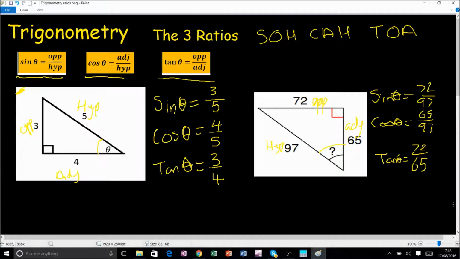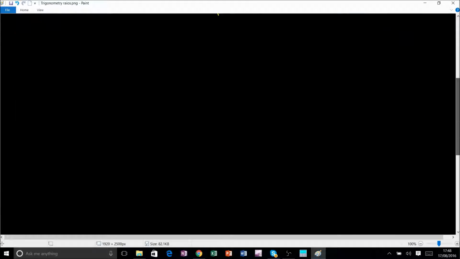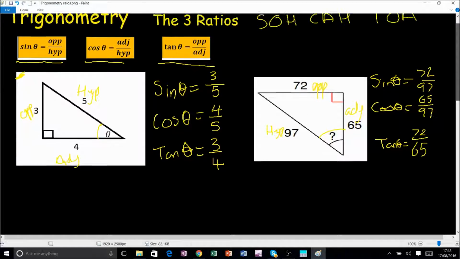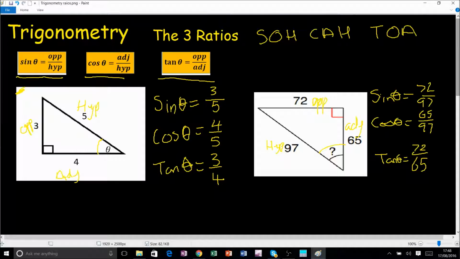Lovely. Those are the only examples that I had there. So guys, we've learned what the trigonometric ratios are. We know that sine theta is equal to the opposite over hypotenuse, cos theta is equal to adjacent over hypotenuse, and tan theta is equal to opposite over the adjacent.